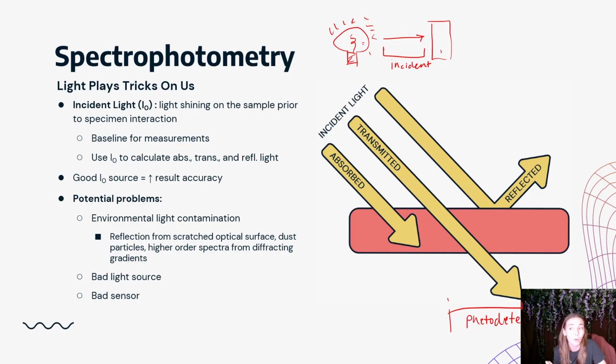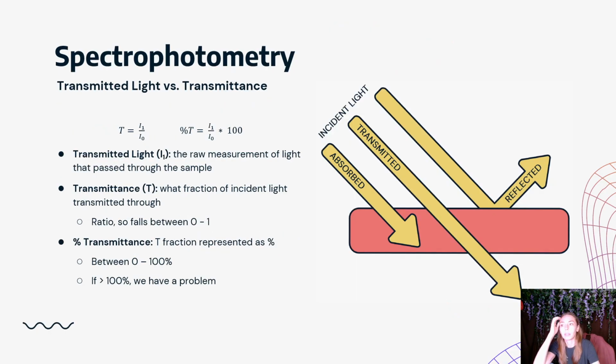Like you can know all you want about what's going into your system, but if your photodetector sucks, you're not going to know what's coming out of your system. So now we know what incident light is. Incident light can be broken up into what is absorbed by the specimen, what is transmitted through the specimen, and what is reflected by the specimen / the reaction vessel.